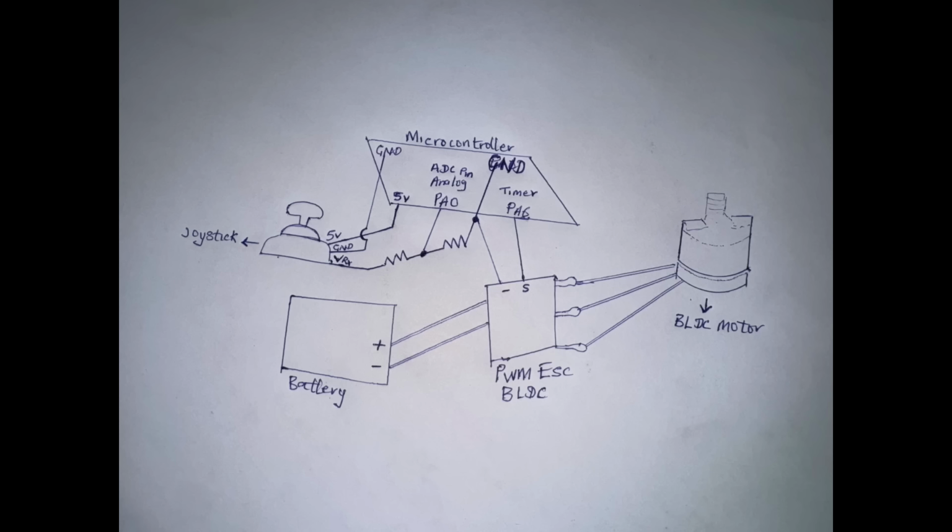All right, these are the connections here. The two resistors here should be 10 kilo ohms. You will use 10 kilo ohms to create a voltage divider, because the joystick outputs 5 volts, you need to step it down. All right.